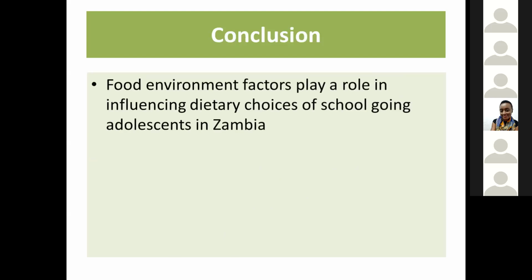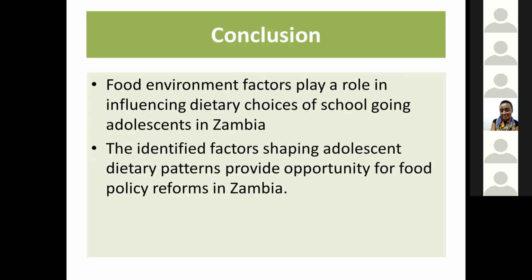So in conclusion, what we were able to see from this study is that food environment factors play a role in influencing dietary choices of school-going adolescents in Zambia. And the identified factors are the availability of unhealthy foods and the inaccessibility of healthier food options. These factors provide opportunity for food policy reforms in Zambia, and further research might be required to explore which policy reforms might be required and which ones might be feasible or applicable in our context.